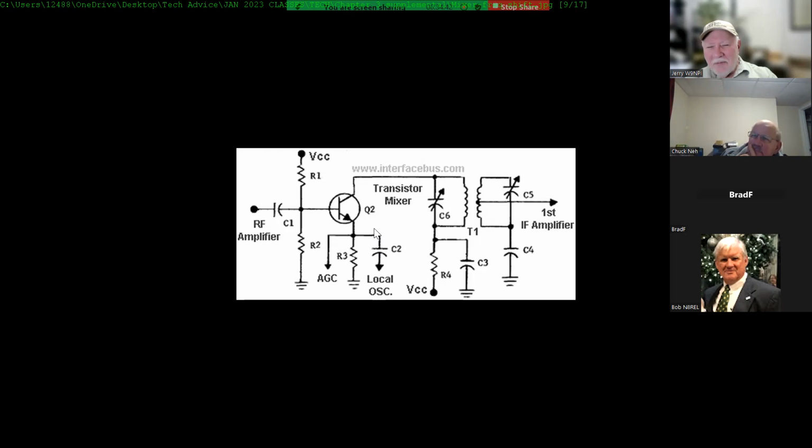Bob, you there? Anybody? 144 minus 29? 115. Okay, 115, thank you. So 144 minus 115 equals 29, which can go into your HF transceiver.